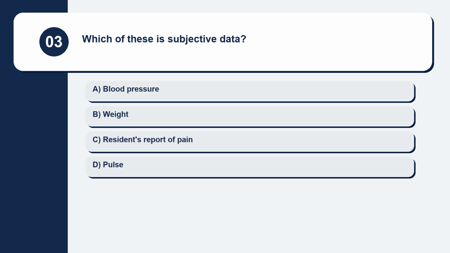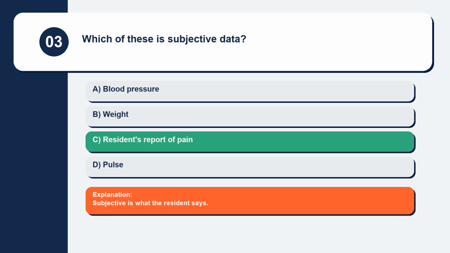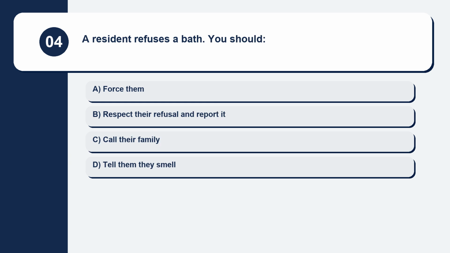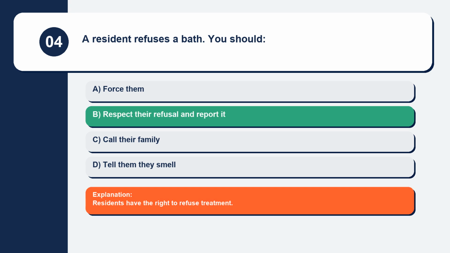Question 3. Which of these is subjective data? Blood pressure, weight, resident's report of pain, pulse. Subjective is what the resident says. Question 4. A resident refuses a bath. You should: force them, respect their refusal and report it, call their family, tell them they smell. Residents have the right to refuse treatment.